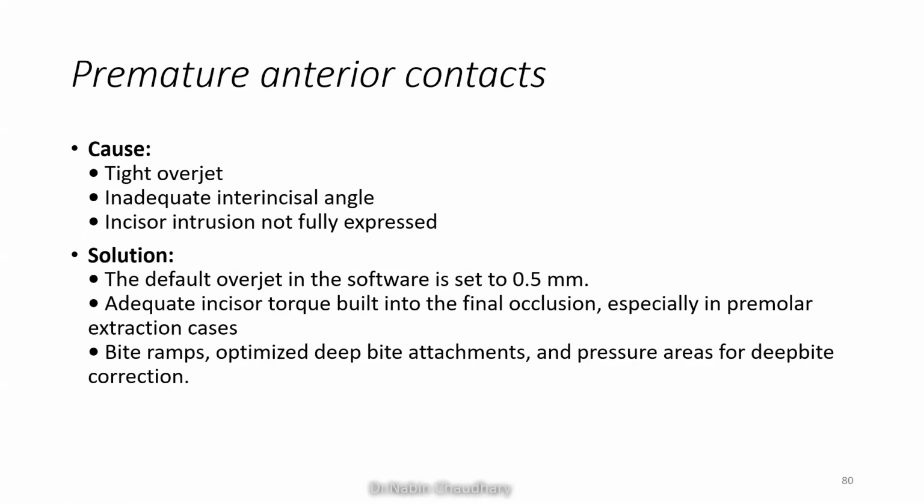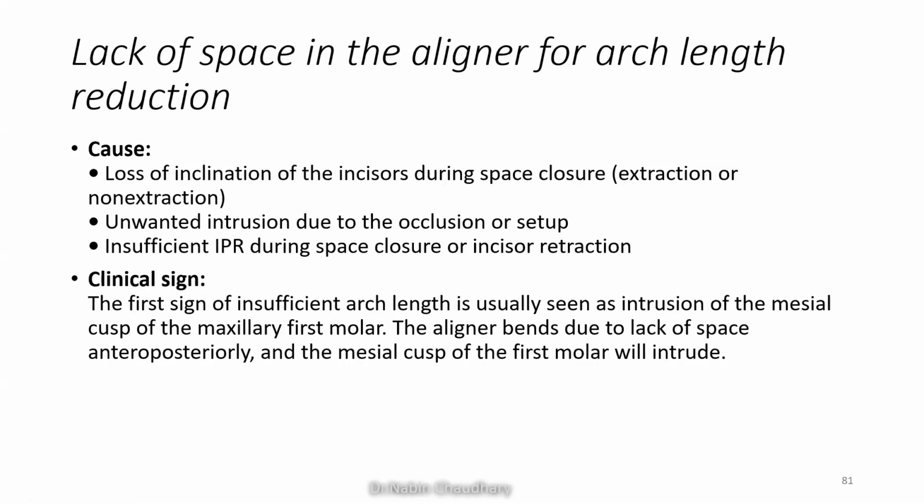Also, premature anterior contact can result in a posterior open bite. The cause of the premature anterior contact can be tight overbite when there is inadequate torque, that is, inadequate interincisor angle, or the incisor intrusion is not fully expressed. In such cases, we can over-engineer, that is, the default overbite can be set in the software to 0.5 mm. Also, adequate incisor torque should be built into the final occlusion, and we can use bite ramps or optimized deep bite attachments. Also, we can place pressure areas for the deep bite correction.